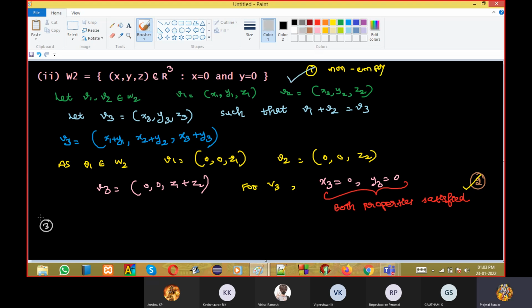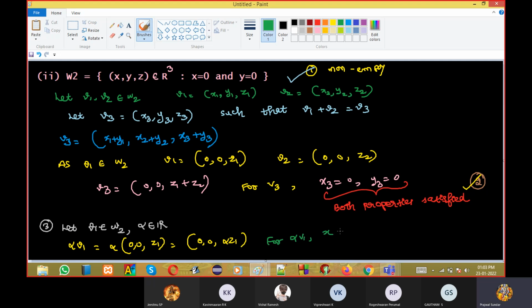Now checking the third property, what will you do? Let v1 belong to W2, and let alpha belong to the reals. So what are you doing? Alpha v1 is alpha times (x1, y1, 0, 0, 0, z1). This will be equal to (0, 0, alpha z1). Now for alpha v1, the x component is 0 and the y component is 0. So I can say alpha v1 belongs to W2. So all three conditions are satisfied, and I can say this is a vector subspace.